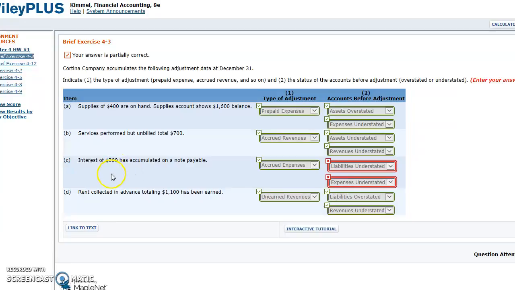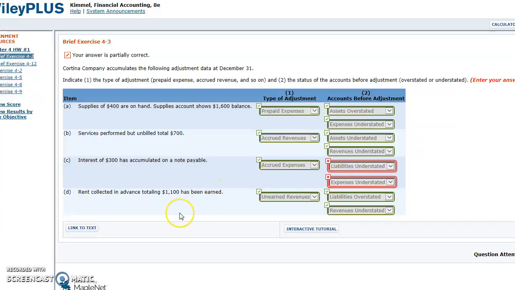For C, interest of 300 has accumulated on the note payable. So this is an interest, an accrued expense. And for the other part, before adjustment, I thought the good answer was liabilities understated, but this one is not the correct one. So I'm sorry for that. If any of you know the answer, please share it with all the group.